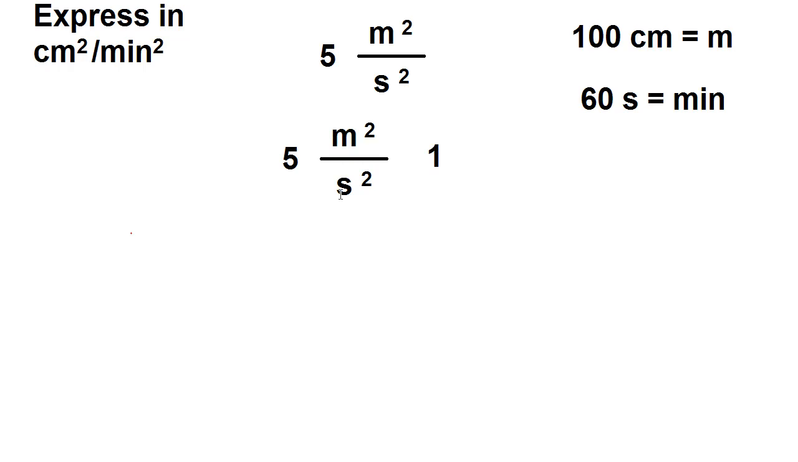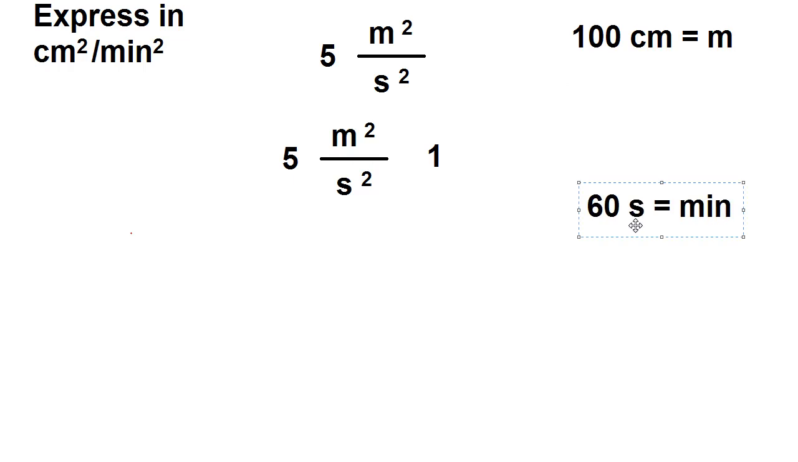Now, the trick here is to recognize that you can express the number 1 in multiple ways. So if our goal is to convert our quantity to units in centimeters squared per minute squared, we can actually use this multiplication by 1 to eliminate the units that we're trying to replace. So let's start with the meters squared here. So we have the number 1 here.